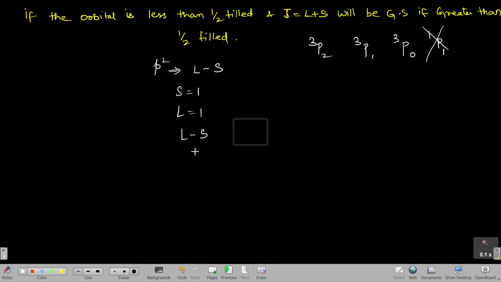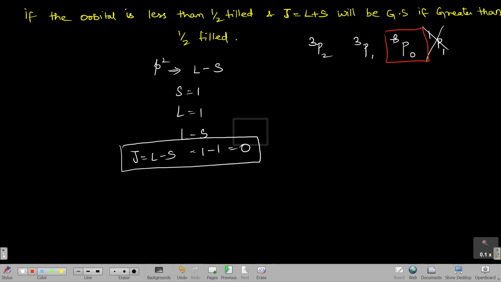So L minus S, that is 1 minus 1, which is equal to 0. So J is equal to L minus S, which is going to be the ground state, which means triplet P0 is the ground state configuration. Okay, I hope it's clear now.